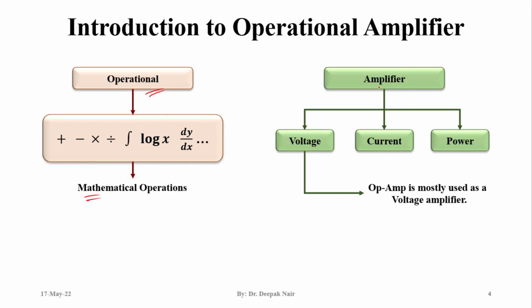Apart from that, amplifiers can be of three types. Especially when we are talking about electronics, amplifiers can be voltage amplifier types, current amplifier types, or power amplifier types. Basically, operational amplifiers are voltage amplifiers. So remember, when we are designing any circuit using an operational amplifier, most of the time we will be generating a gain in terms of voltage. So it is mostly designed for voltage amplification.